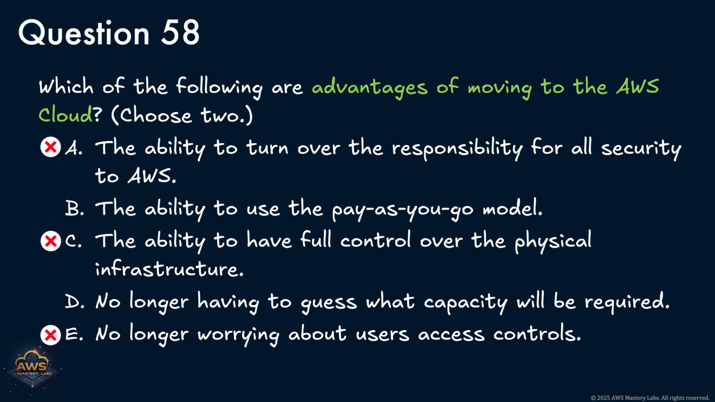Option D, no longer having to guess what capacity will be required. Capacity planning is greatly simplified in the AWS cloud. You can scale up or down based on real-time demand. Elasticity and auto-scaling eliminate the need for over-provisioning or guesswork around peak load management. Correct, because elasticity in AWS removes the need to estimate and pre-purchase capacity in advance.